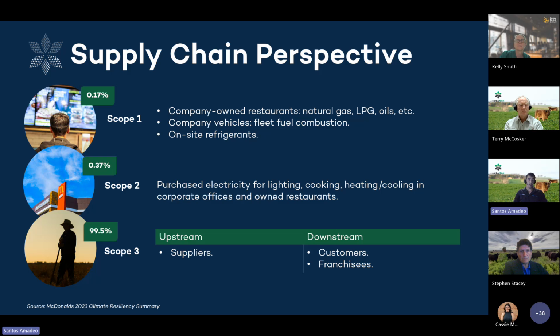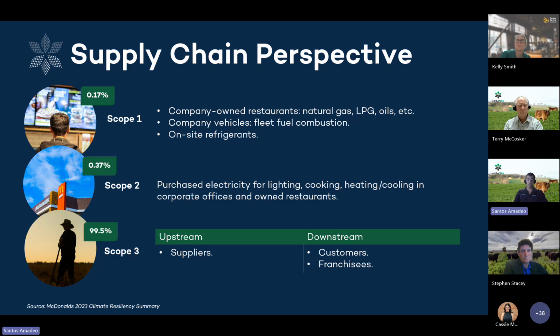The grazier had scope 1 as its highest because of enteric methane from livestock, whereas McDonald's scope 1 is quite low. That is, their direct emissions differ from those of our producers substantially. In this case, their scope 1 will be company-owned restaurants, natural gas, company vehicles, on-site refrigerants, and so on. Their scope 2, purchased electricity, same thing.